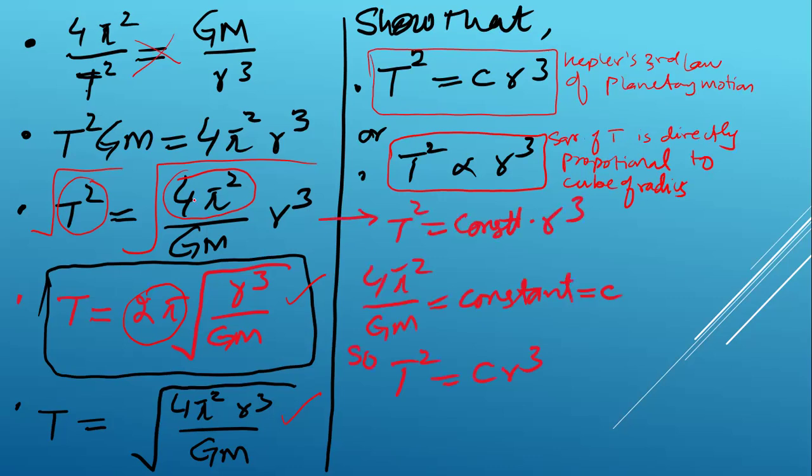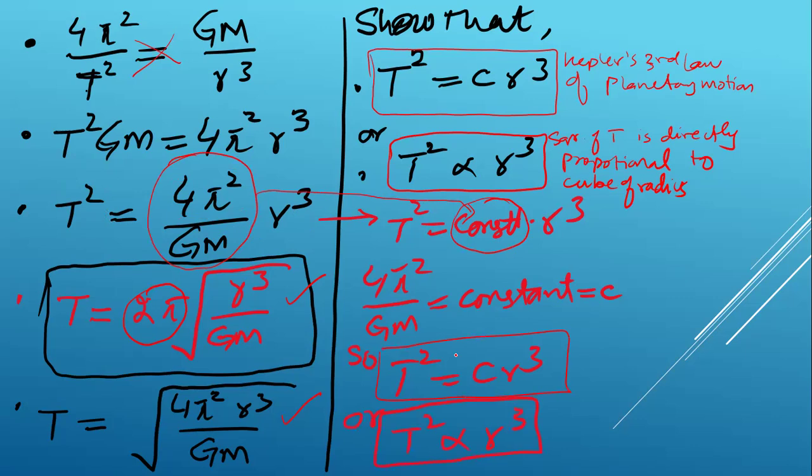So what you can do from here is, you can see that if you don't take the square root over there, there is no need to take the square root. So you can say that this 4 pi square over GM is constant. That's why you wrote this as constant. And then you can simply say that T square is equal to C r cube, or you can say that T square is proportional to r cube. I hope that will work. So I'm just closing it.